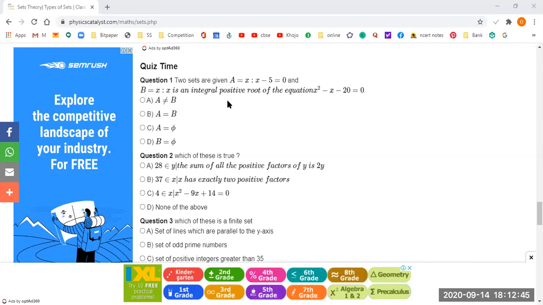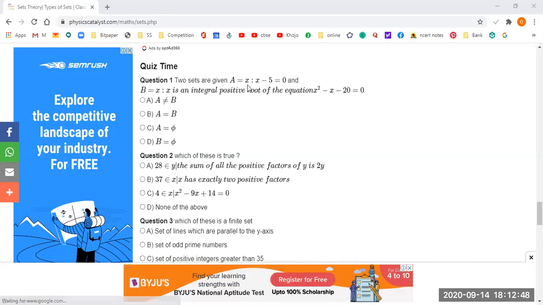We can put the value of x in the equation. From here I get x is equal to 5. Am I right? In the first set, x occupies just one value, that is 5. In the B set, what is the value for x? It's a positive root. So can you tell the positive root of this equation? x is equal to 5. So that means A is also 5, B is also 5. So this will be the right answer. A is equal to B. Both the sets are equal if the corresponding elements are equal.